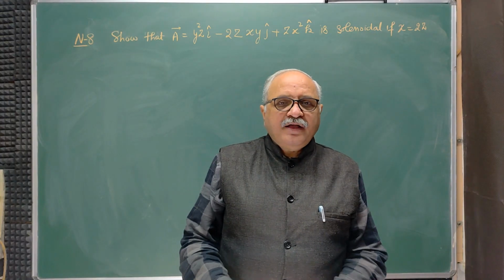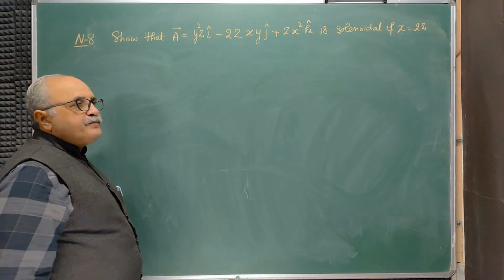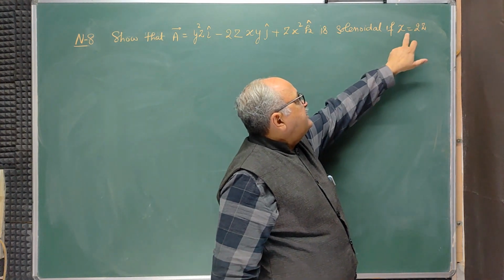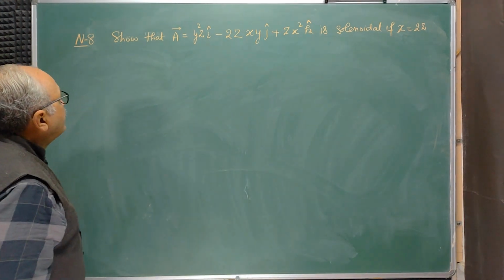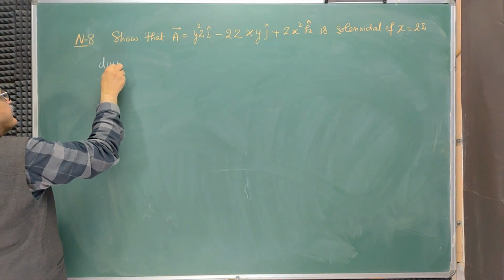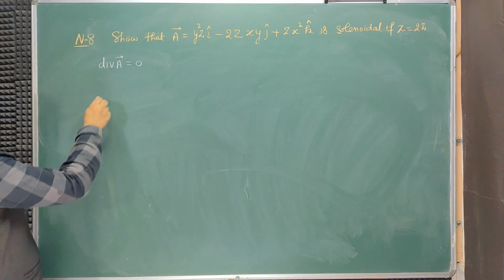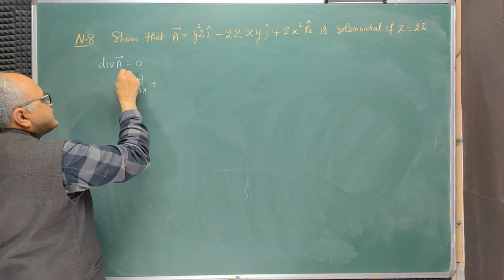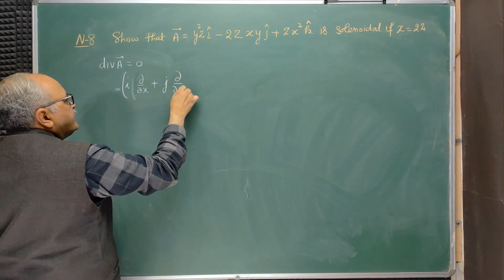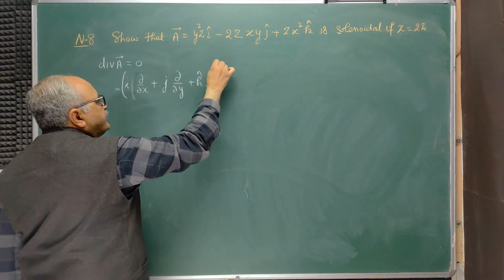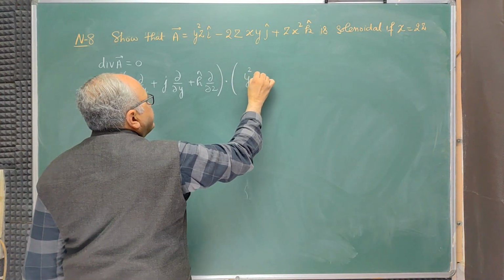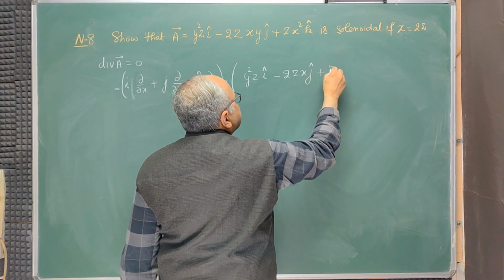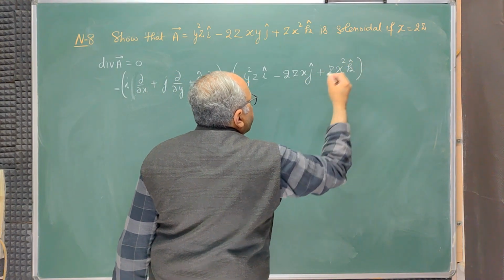Now let's take the 8th numerical. In this numerical, a vector is given to us and they want us to prove that this is a solenoidal vector in this condition, that is x equals 2z. For a vector to be solenoidal, its divergence must be equal to 0. That is i d/dx plus j d/dy plus k d/dz dotted with the vector A, that is y squared z i cap minus twice zx j cap plus zx squared k cap, that has to be 0.